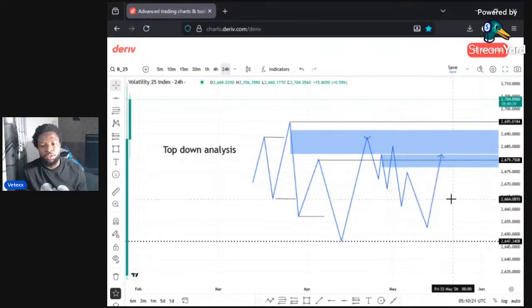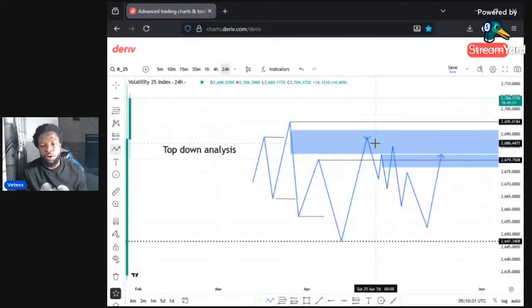1 hour, 30 minutes, 15 minutes. Okay, so basically you have something like this. After price has given you a daily time frame structure or a weekly time frame structure, you scale down to the 4 hour time frame and spot your continuation structure on the 4 hour or on the 1 hour.